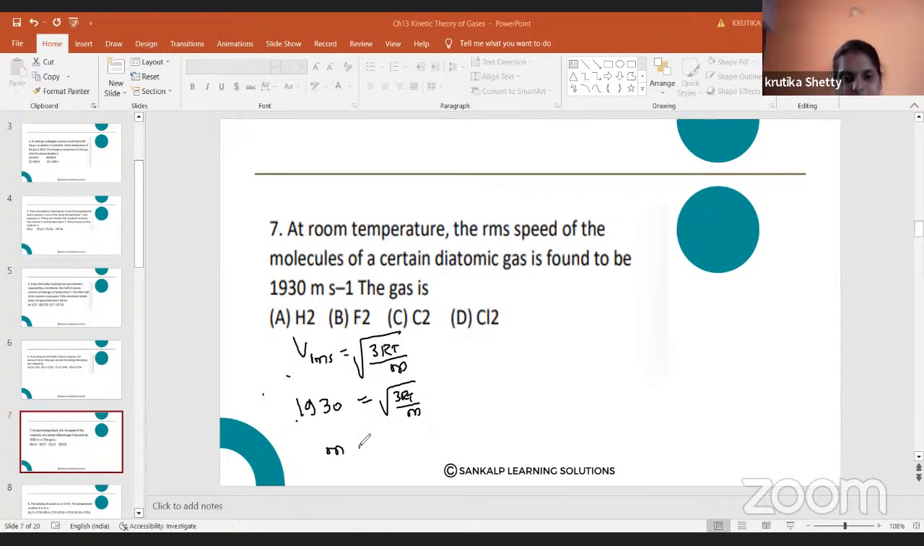We need to find which molecule it is. So M is equal to 3RT divided by 1930 whole square. You can substitute all the values, right? At room temperature they are telling, so you can substitute the standard room temperature, and the answer you get is 2 into 10 raised to minus 3 kg, or you can take it as 2 grams also. So when you are getting 2 gram, it means that it is a hydrogen molecule.